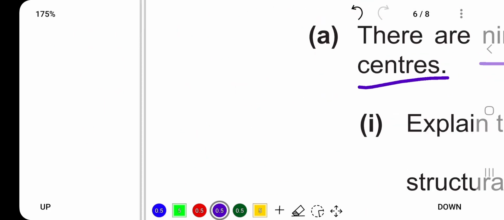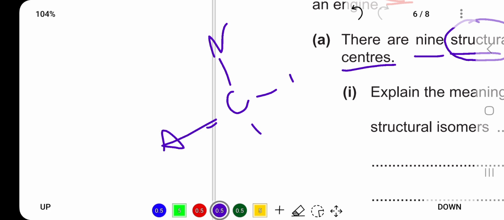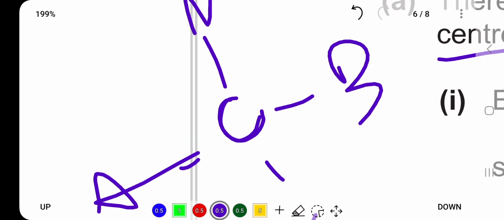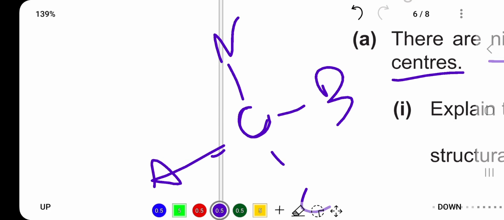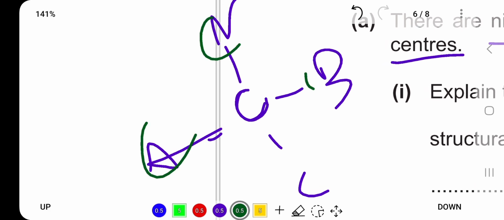What is a chiral center? It is a carbon connected to different groups, A, B, C. Like you can't just go and write, for example, H, a hydrogen. That's wrong, so it's not a chiral carbon. A chiral carbon has different groups.